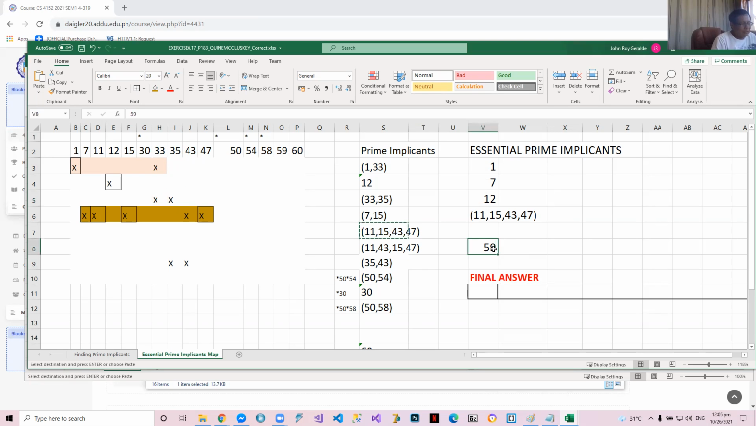Wala ang 59, no? Di pasali. 35 and 47. Okay. Let me check the example in the book, no? Check ko lang yung example ng book.